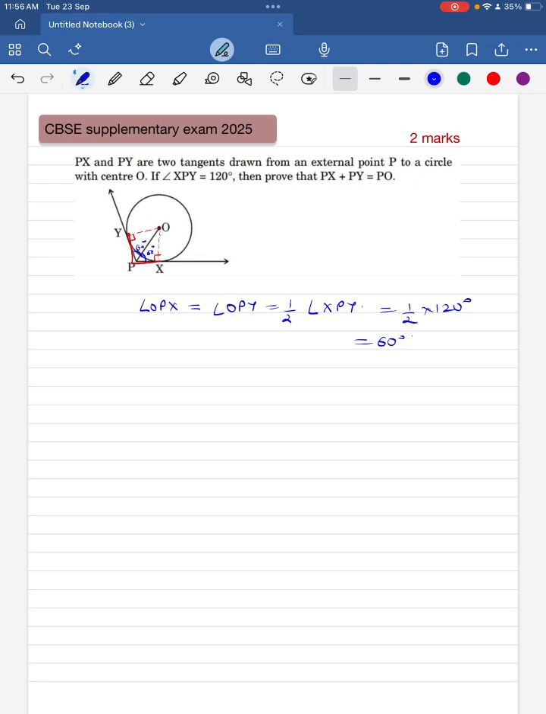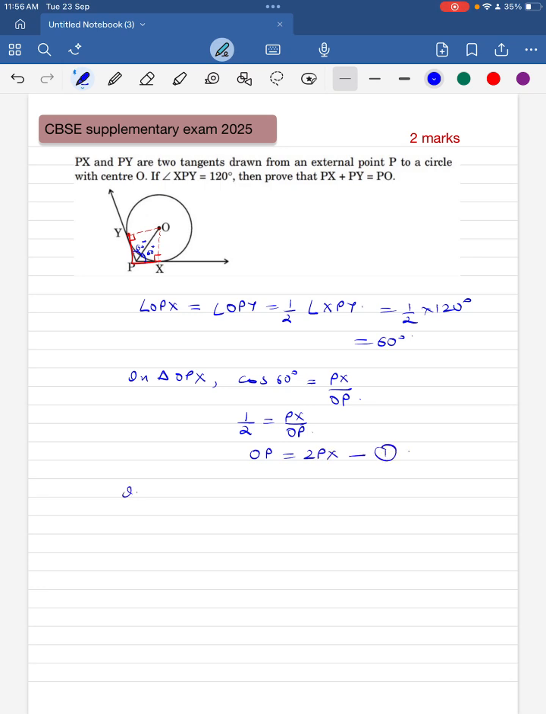Okay, now comes the interesting part. Now let's use trigonometry and find what cos of 60 degrees would be. In triangle OPX, cos 60 degrees is equal to the adjacent side, which is PX, divided by the hypotenuse, which is OP. And we know that the value of cos 60 degrees is 1 by 2. So 1 by 2 is equal to PX by OP. Let me cross multiply and I would get OP as equal to 2 times PX. So that's my first equation.